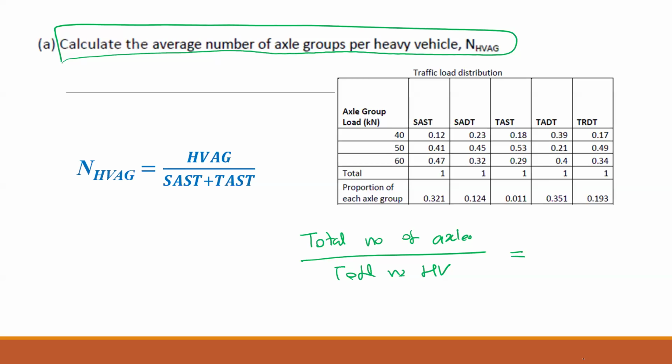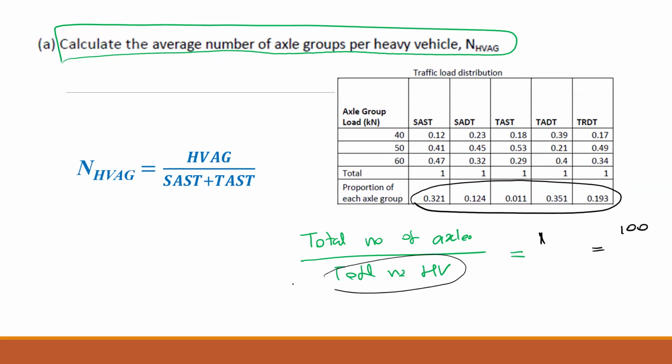What is it? This will be your total number, isn't it? It can be 1, or if you want to make it a percentage, you can say 100. Am I right? How do we know the total number of heavy vehicles? In the question you don't have it, but can you find it from the table?